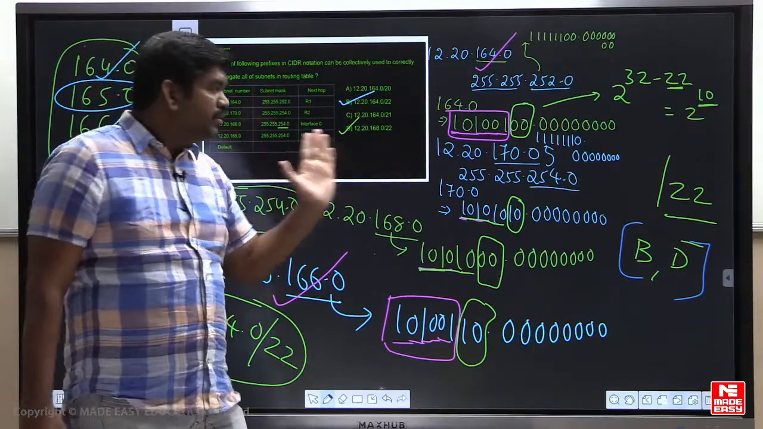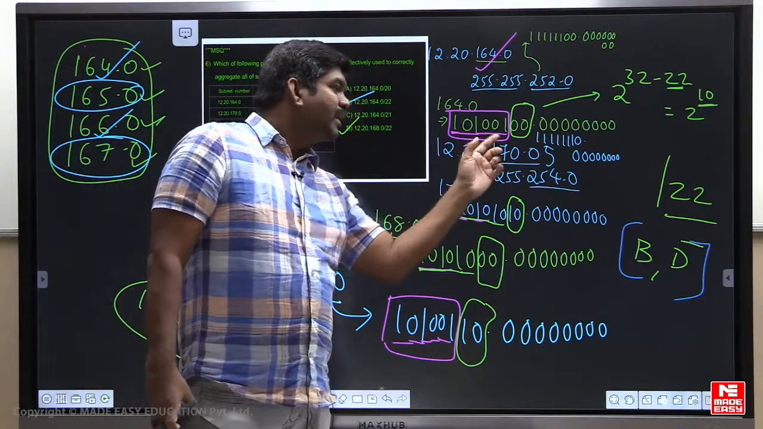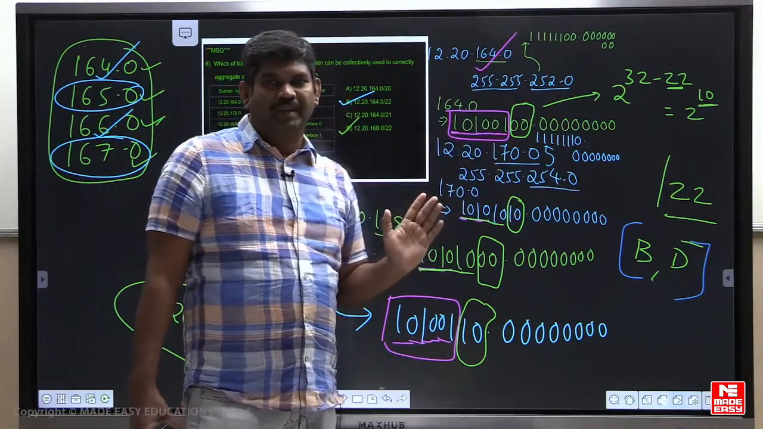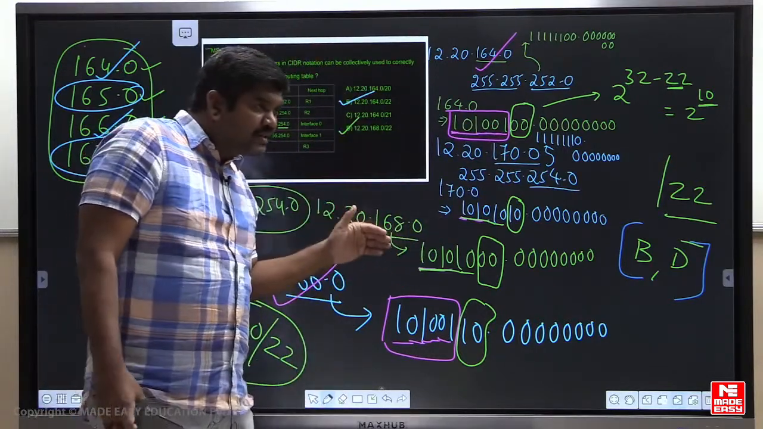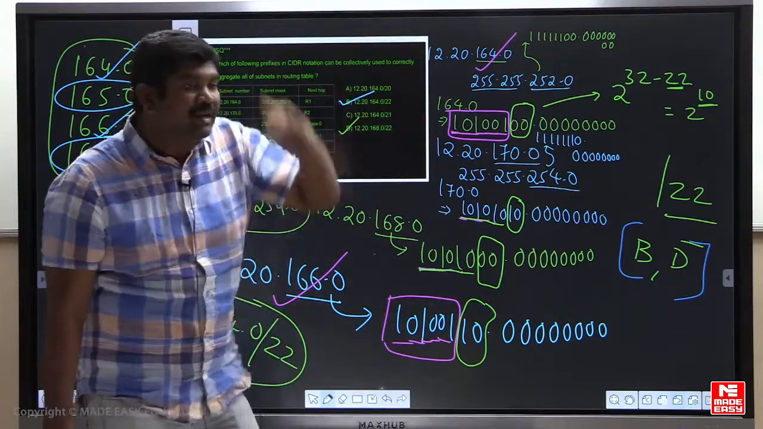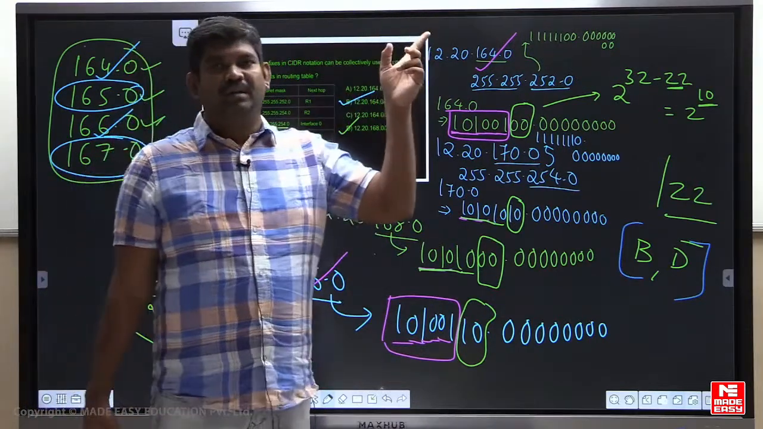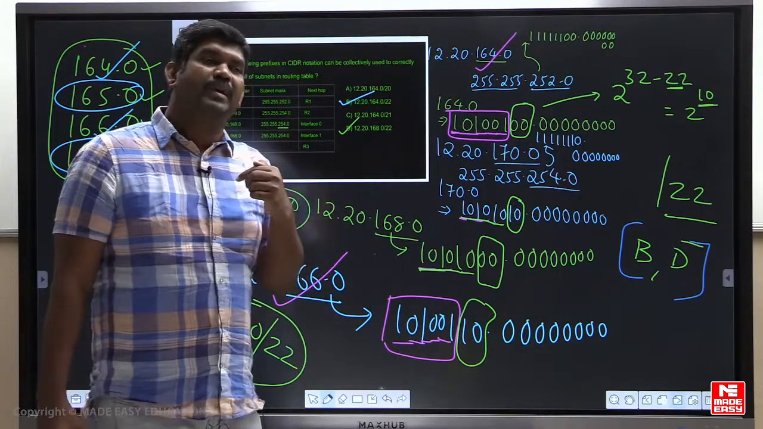That means you have to analyze from left to right until the prefix is the same. Until the prefix is the same, join all of them. If it is available in the options, you observe it and put it there. If it is not available, then what should be done?